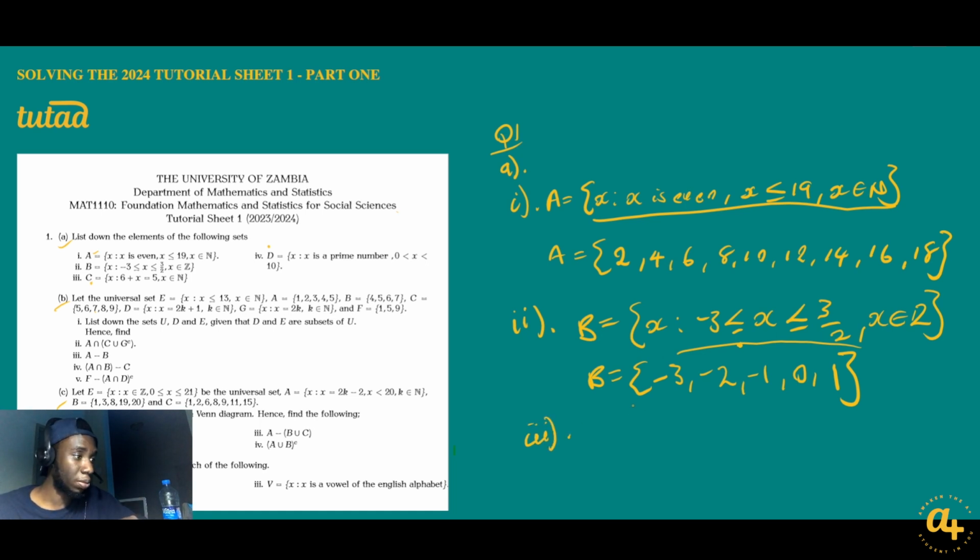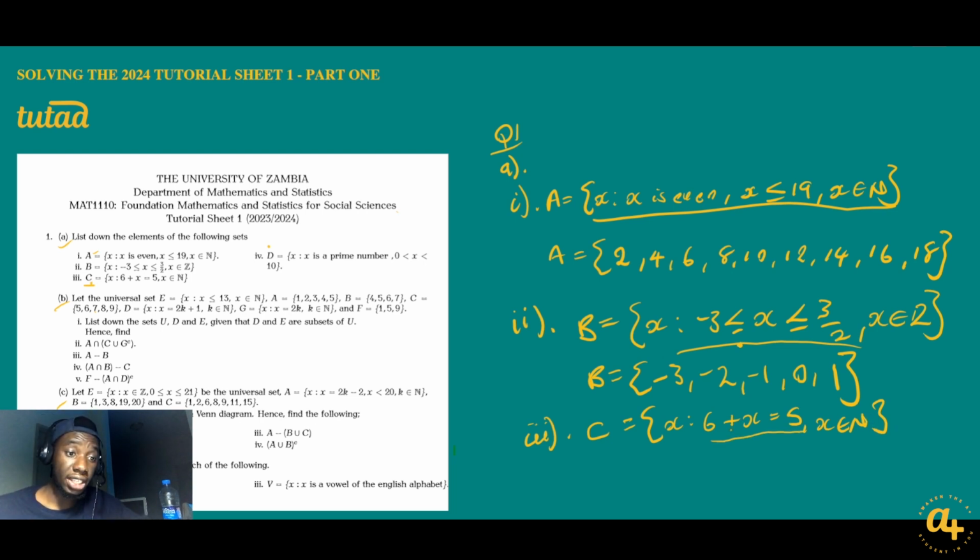On this part we're being asked to list down the elements of set C, which is what we have here. The description we've been given is: all elements X such that 6 plus X is equal to 5, and X is a member of the set of natural numbers. So this is the description we've been given about set C.